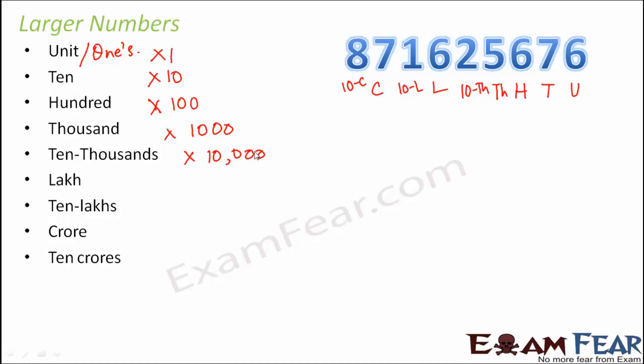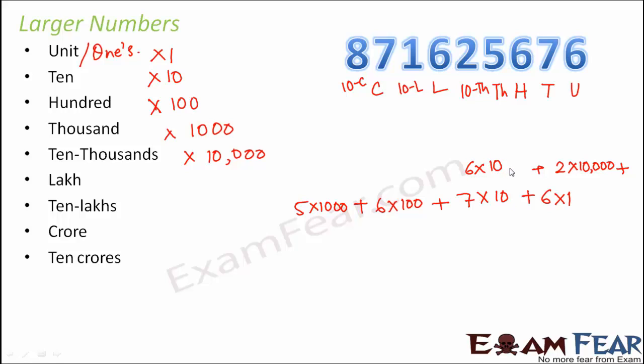So if you want to look at an example, we will see by expanding this number. When you actually expand this number, what happens? 6 is multiplied by 1 because 6 is at the units place. What about 7? 7 is multiplied by 10. 6 is multiplied by 100. 5 is multiplied by 1000. 2 is multiplied by 10,000. 6 is multiplied by 100,000.